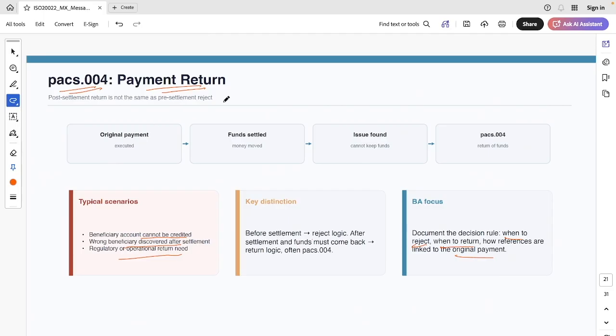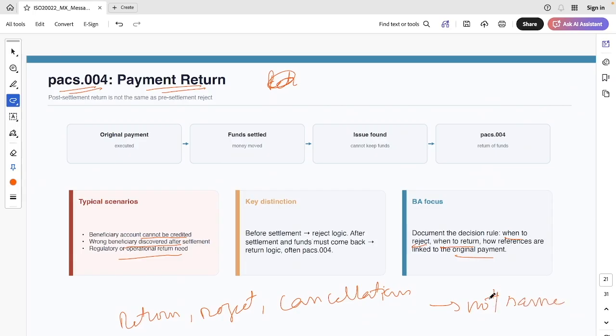Now do not mix return with your rejection and cancellation casually. In payments, these are not just English words, these are different business events. So your return is a business event. Rejection, cancellation, all three are different business events. They are not the same. Okay.